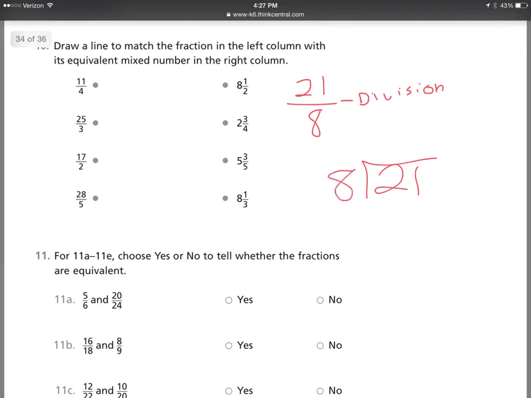8 goes into 21 2 times, that's 16. Subtract, you get 5 left over. The 5 is what you have. What it takes to make a whole is still 8. So 21/8 can be converted into 2 and 5/8.